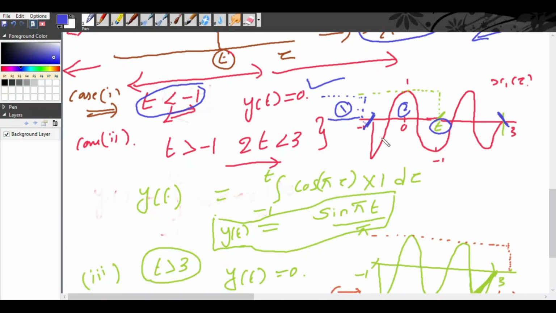So what happens in case 2 when this particular x1 of tau lies somewhere between t is greater than -1 and t is lesser than 3, there will definitely be overlap.